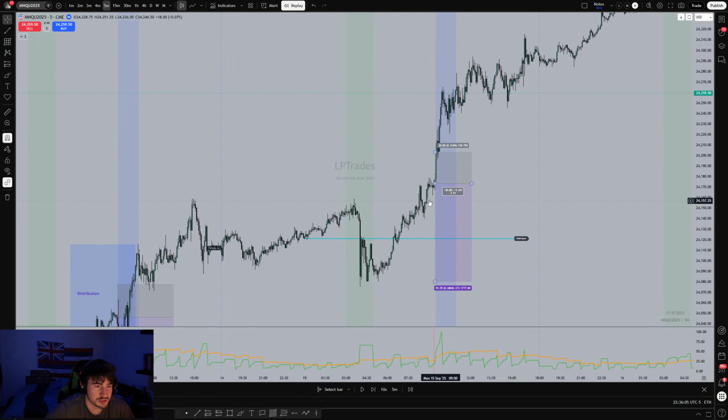And over here is a good example where I would actually go short, and I would have lost, because we took out the previous day high, the overnight high, right around 9:30.